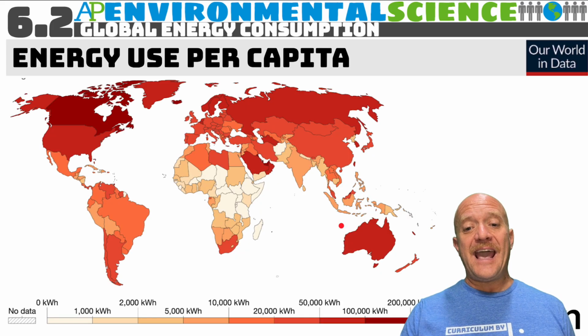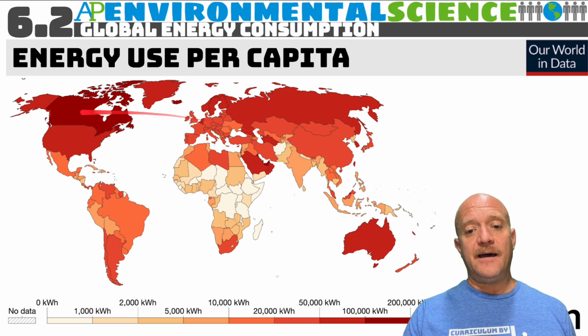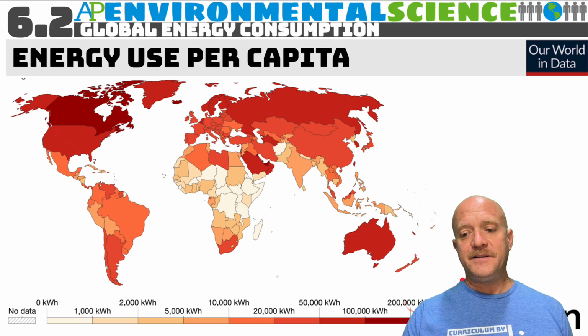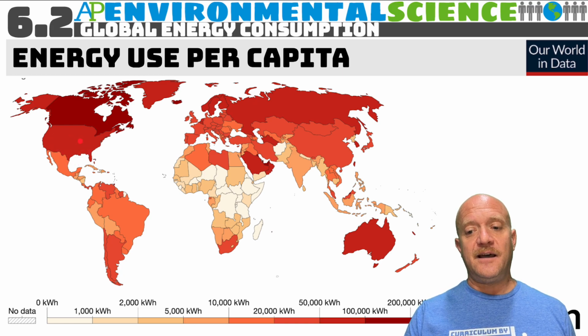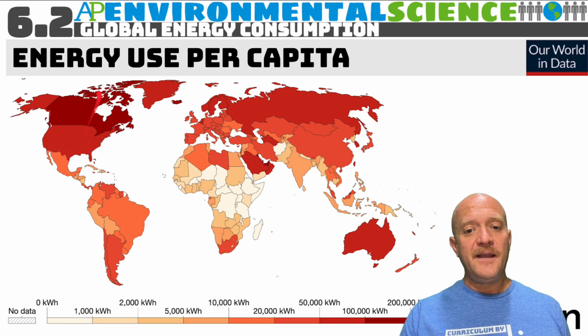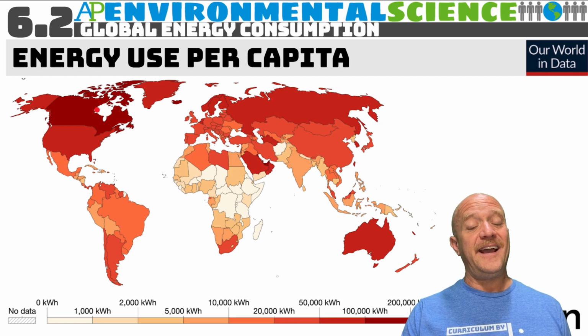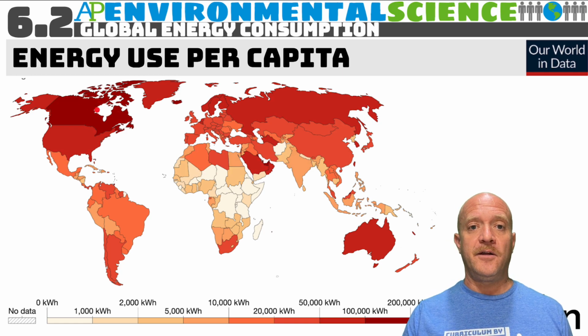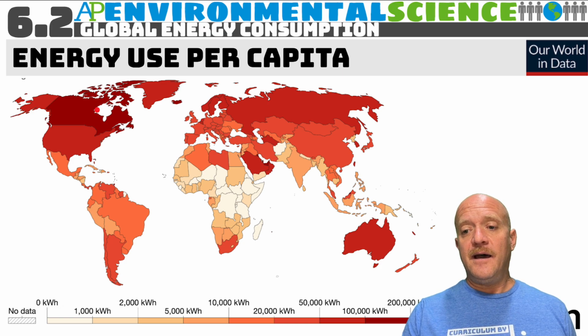Now, energy use per capita, globally speaking, this would be high amounts of energy use. You see United States. Per capita means per person. Canada actually uses more, but Canada has a much, much smaller population than the entire United States.